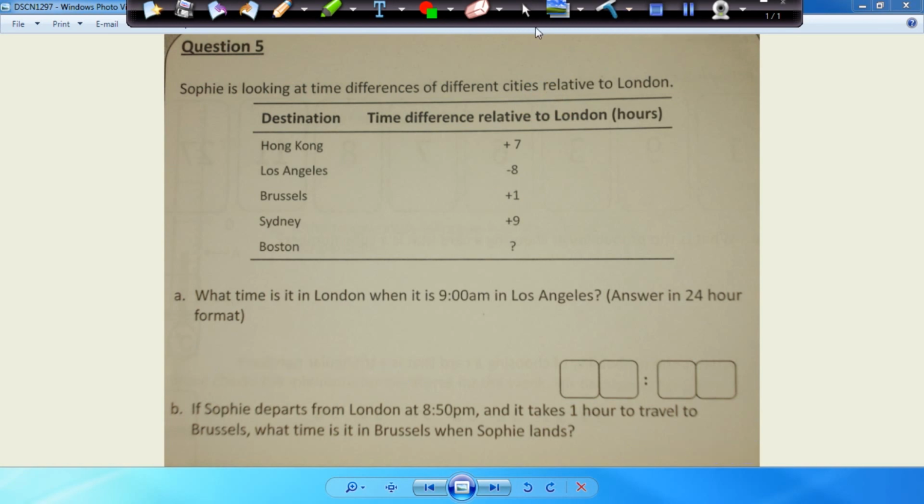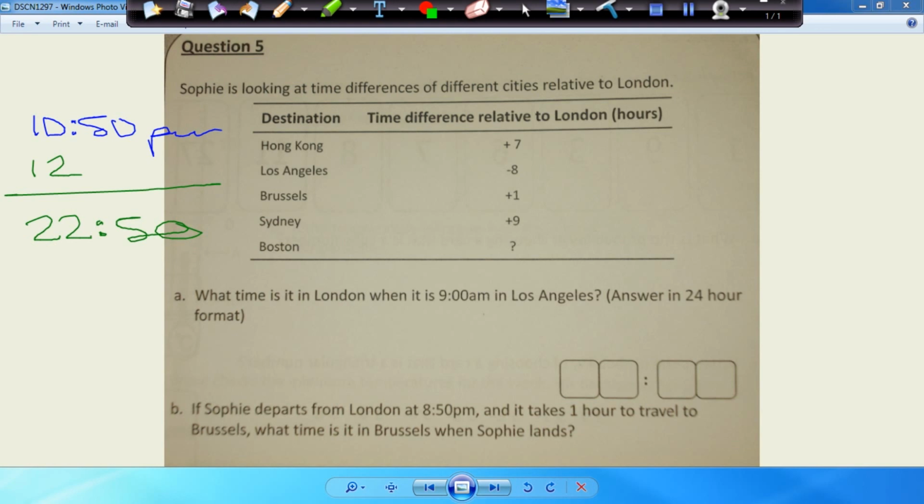I'll read out your question. C. Convert the answer in part B into 24-hour format. So what was the answer for part B? 10:50 PM. Right, to convert that to 24-hour clock, what do we do? We add another 12 hours to the PM time, yeah? So that gives you 22:50. That is the answer for question C.